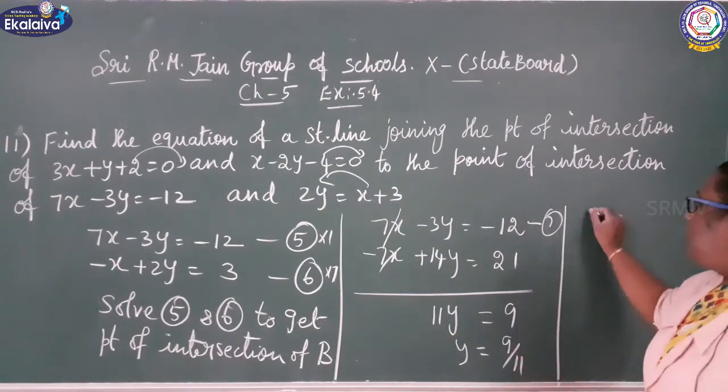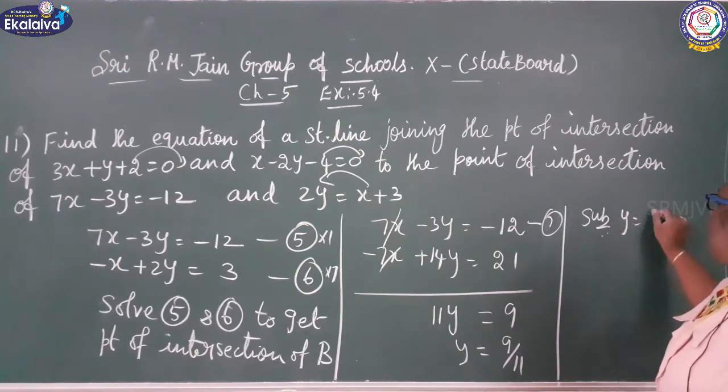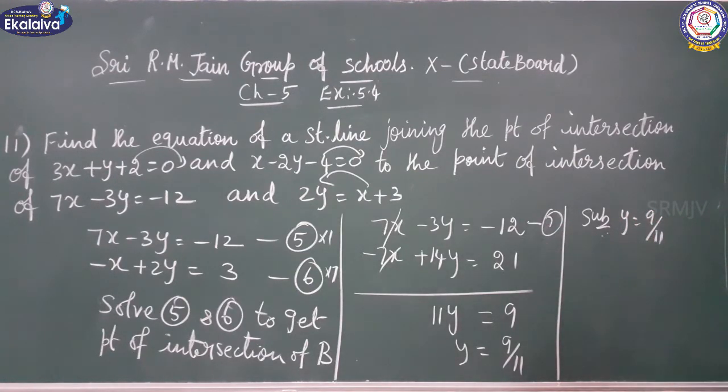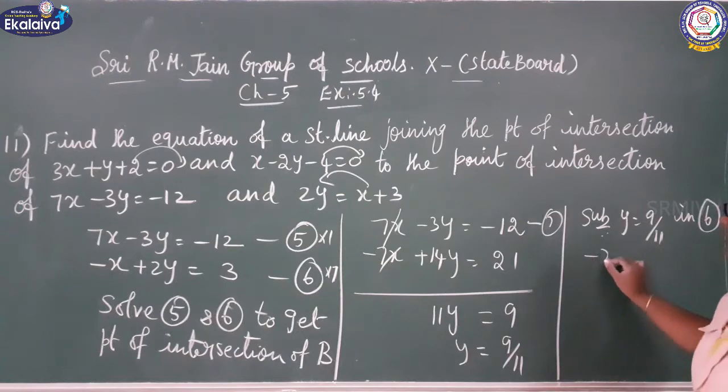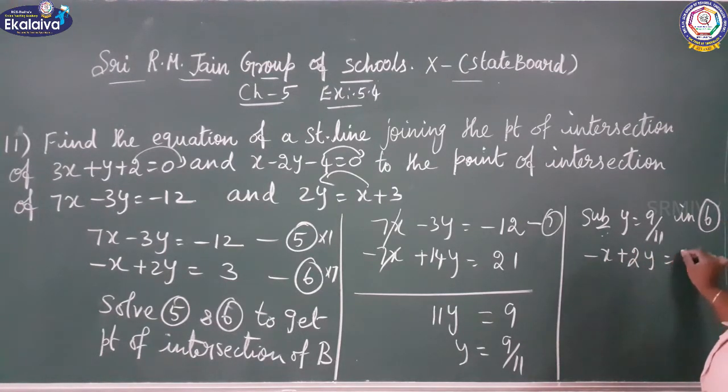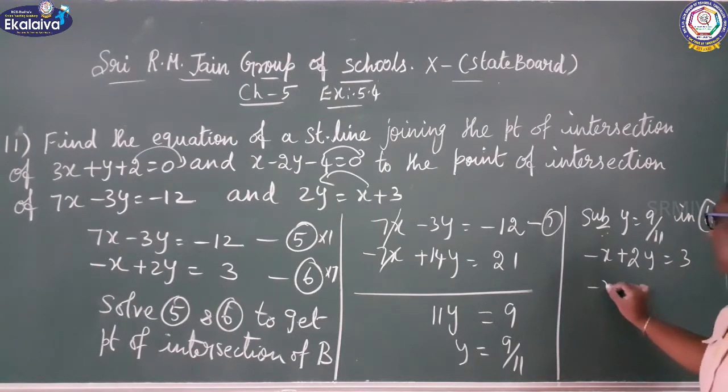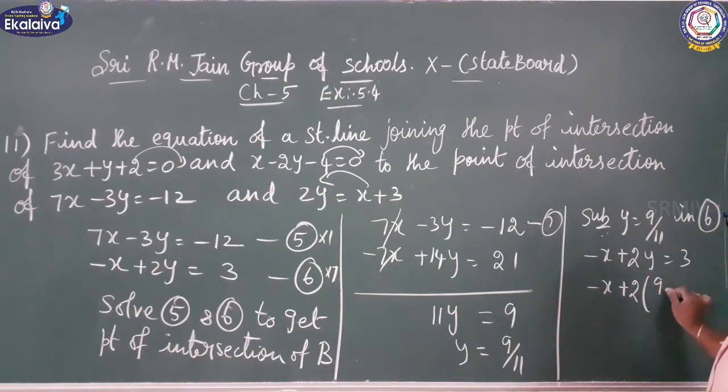Substitute y equal to 9 by 11 in any one of the equations. Here, I can take the sixth equation. In the sixth equation, minus x plus 2y equal to 3. Minus x plus 2 into 9 by 11. Minus x plus 18 by 11 equal to 3.